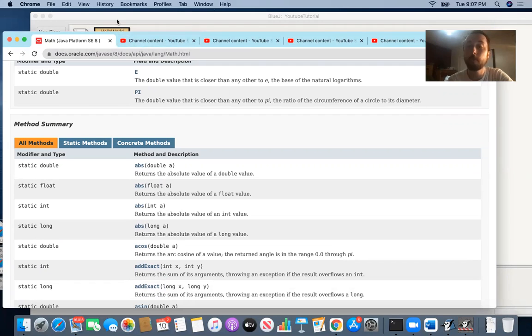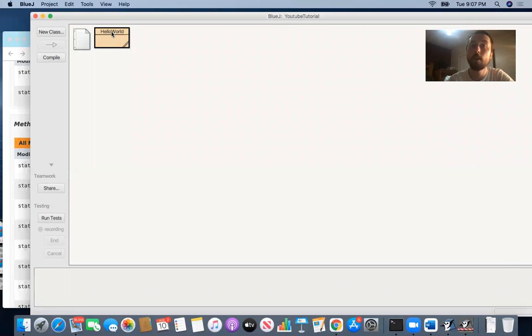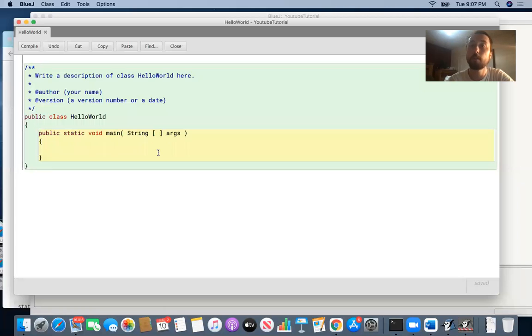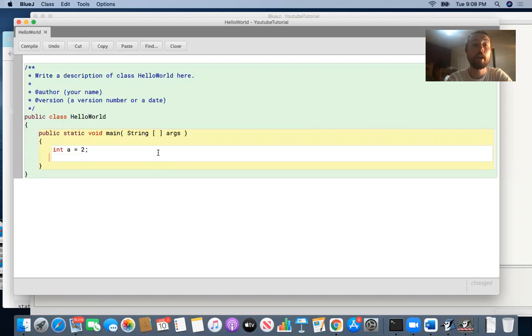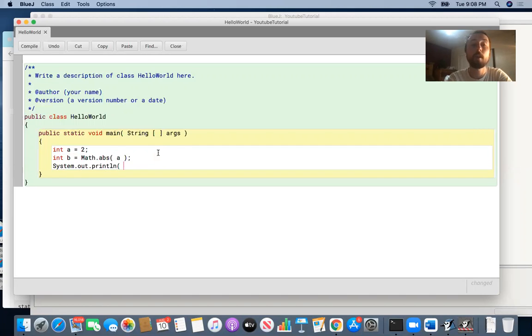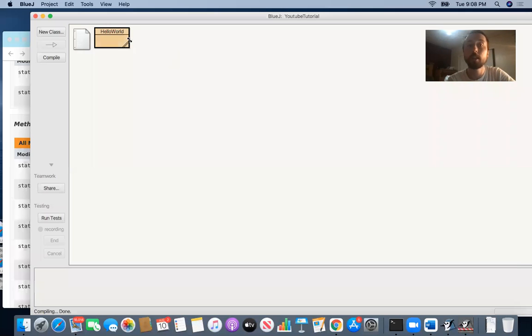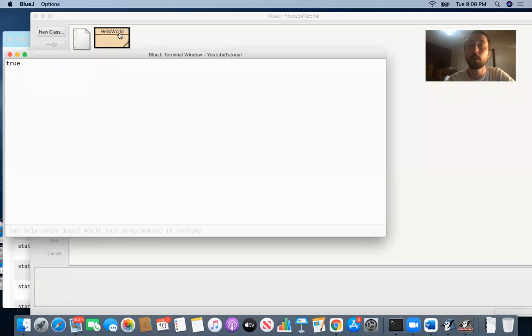So we know that the absolute value of a number is equal to the number if the number is bigger than or equal to 0. And it would be the reverse of the number if the number is negative. So we're basically looking for the positive version of a number. So what if we say something like int a equals 2 and int b equals Math.abs of a? And then we say System.out.println of a equals b. So this is an example of a Boolean expression because we're trying to see if 2 is equal to the absolute value of 2. For a positive number, we should expect a true result here, right? Because the absolute value of 2 is 2.